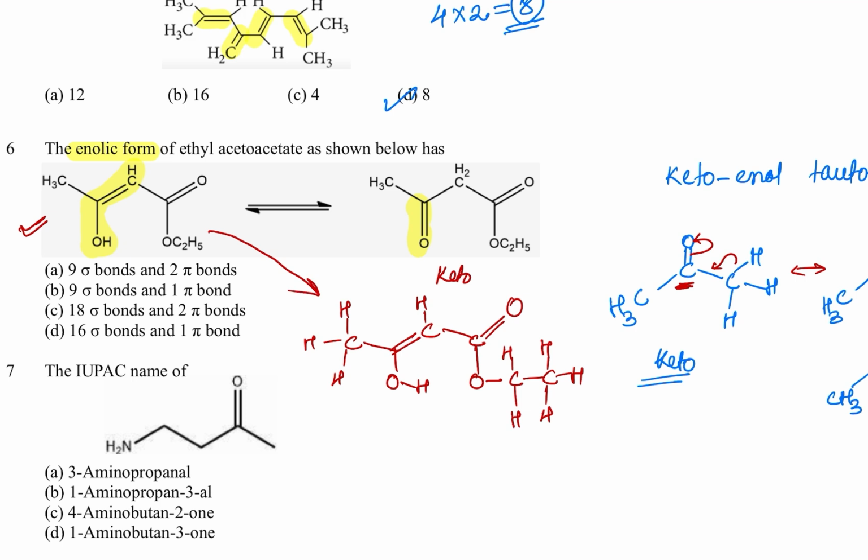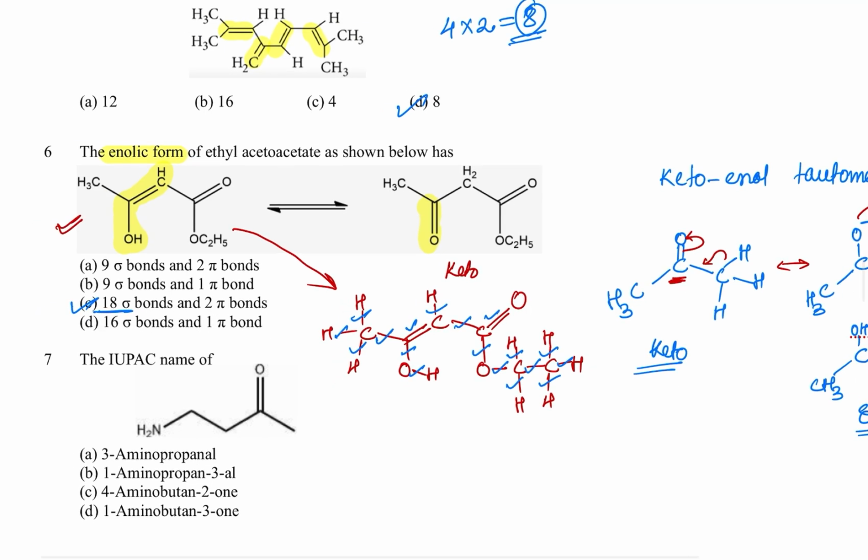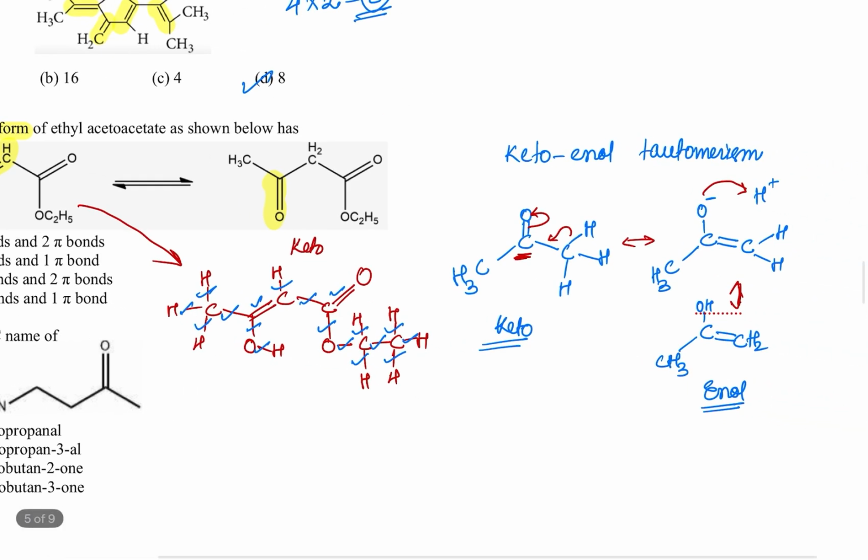Now how many sigma bonds? 1, 2, 3, 4, 5, 6, 7, 8, 9, 10, 11, 12, 13, 14, 15, 16, 17 and 18. So 18 I am having, 18 sigma. Only in one case it is given. Pi also you can check, it is 2. So answer for the sixth one is C, 18 sigma bonds and 2 pi bonds.